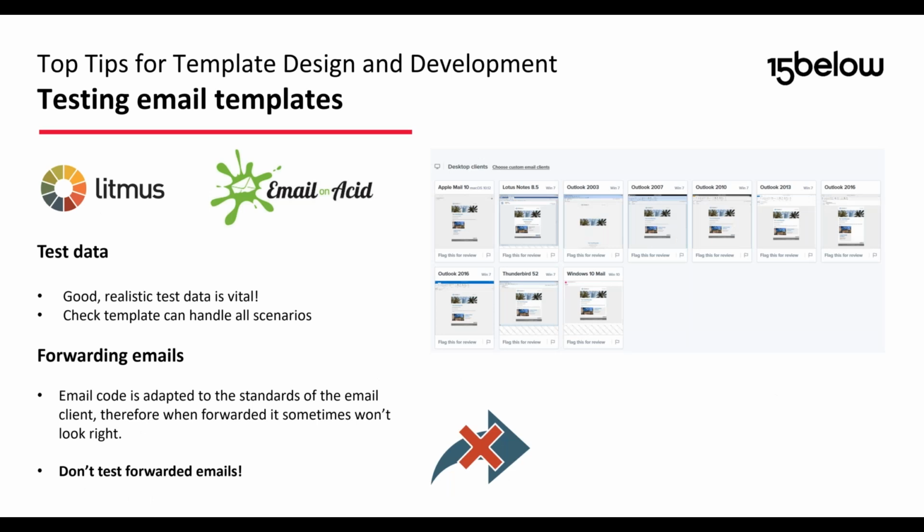So at 15 Below, we use 2 tools to test emails. We use Litmus and another tool called Email on Acid. They're both very similar. They both have their quirks and advantages over one another. Essentially, you give it your HTML code and it produces a bunch of inbox previews for you, where you can easily see any problems with the template. I'll say it again, it's very important to have good, realistic test data in your template. You should also check that the template can handle all scenarios, including the worst, just to make sure things don't overflow the layout of the template.